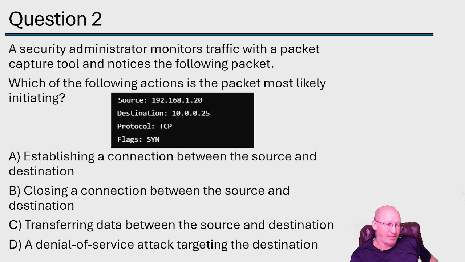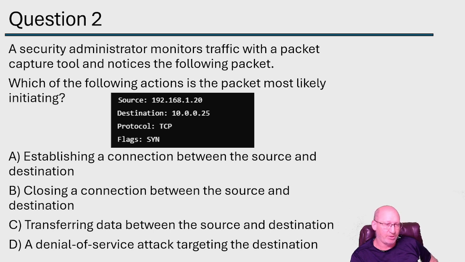Let's start with D. Denial of service attack targeting the destination. No, we're not going to get that just from this. Maybe if we saw repeated ones in a row and they weren't completing the three-way handshake, then we could see it would be a SYN flood attack. But in this case, just on this limited information, that's not the case.